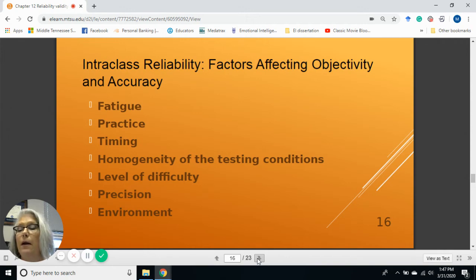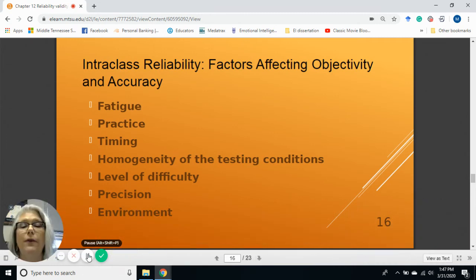Timing, that is the time between the pre-test and post-test, so we don't have the Hawthorne effect, and the reliability decreases with the shorter amount of time between tests. And then homogeneity of the testing conditions, that it's not too hot, not too cold, those types of things with the testing conditions, and the more sameness of the testing conditions, the better the reliability, right? Better the reliability.